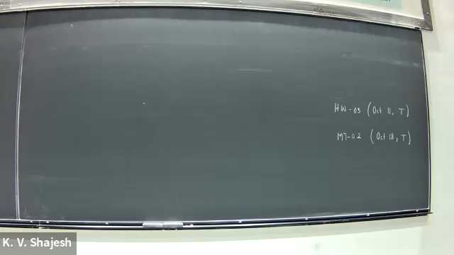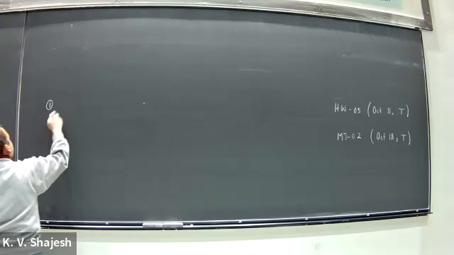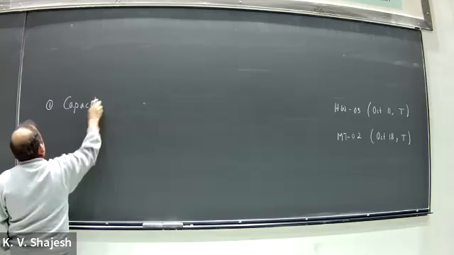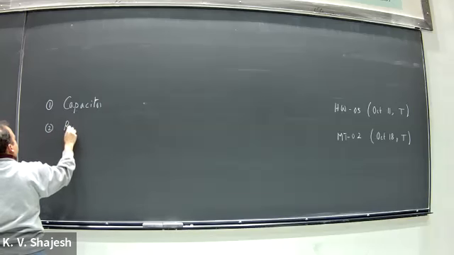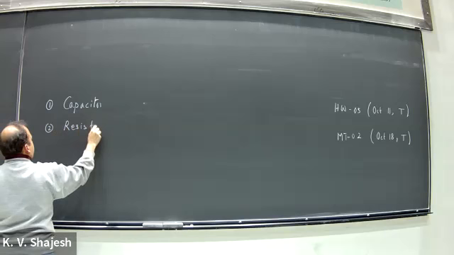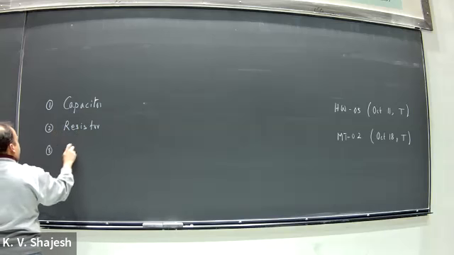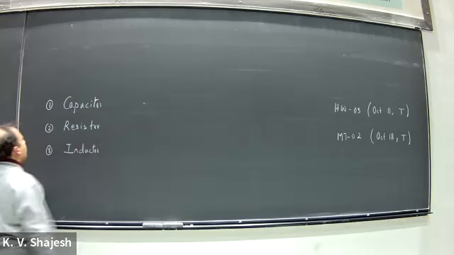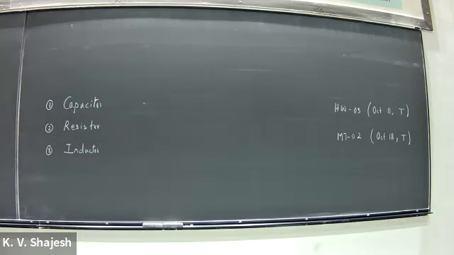But here we are doing DC circuits, and we said there are 3 electrical components here. One is capacitor, second is resistor, and third is inductor. First and second we have already introduced, and the third one we will take some more time. We have to introduce the idea of magnetism to begin with.